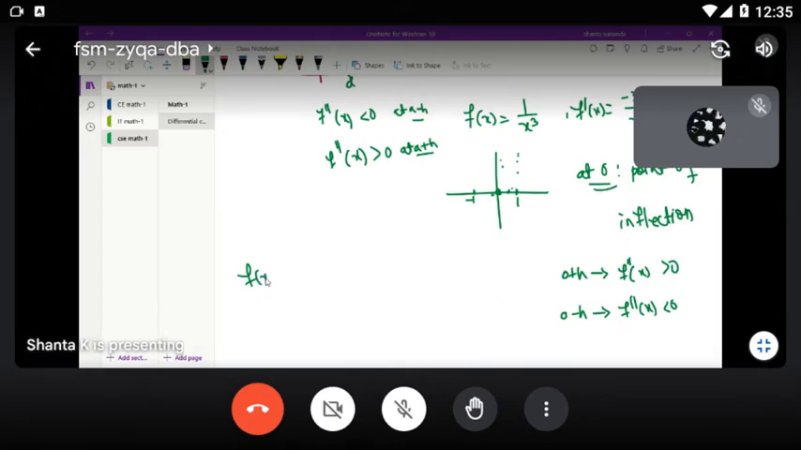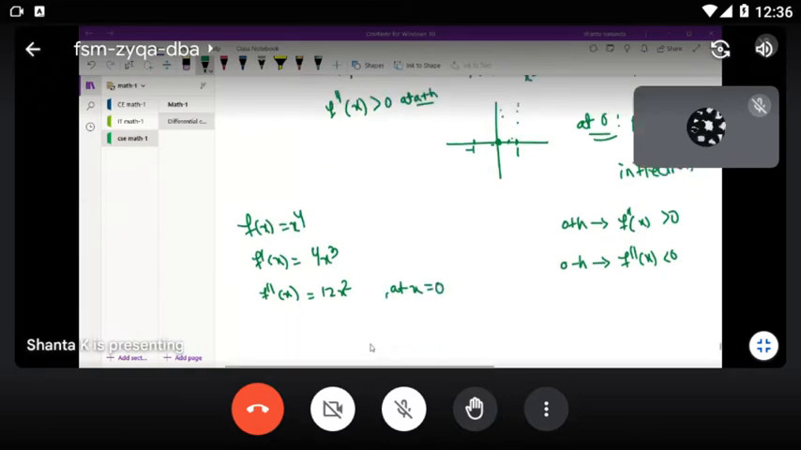Okay, so similarly let's consider another function, f x equals x power 4. So what happens here? You see f dash x is 4x cube, f double dash x is 12x squared. So again, at x equals 0, what happens? What can you say, is it a point of inflection?